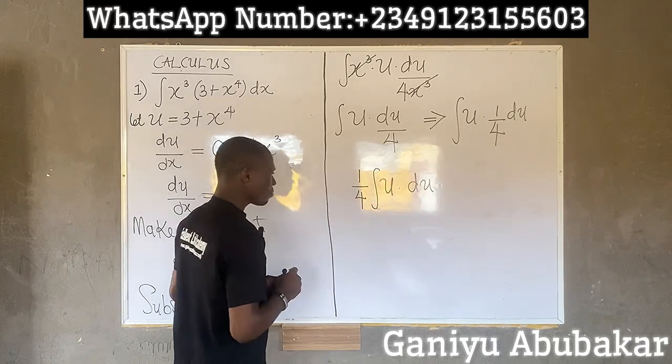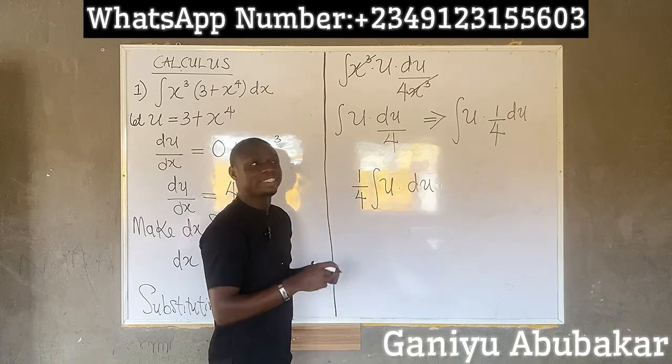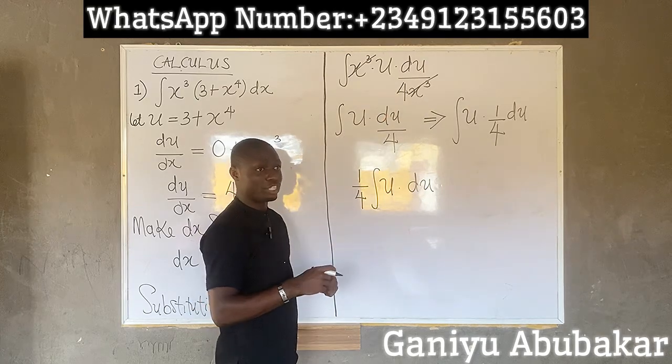If I integrate u with respect to u, it's as easy as add 1 to the power and repeat the new power as a denominator.